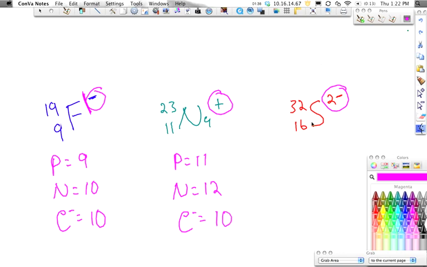And then lastly, we see sulfur over here. We see our protons are going to be 16. Our neutrons are going to be 32 minus 16, which is 16. And then our electrons are going to be the opposite of -2. So 16 plus 2, so they would be 18.